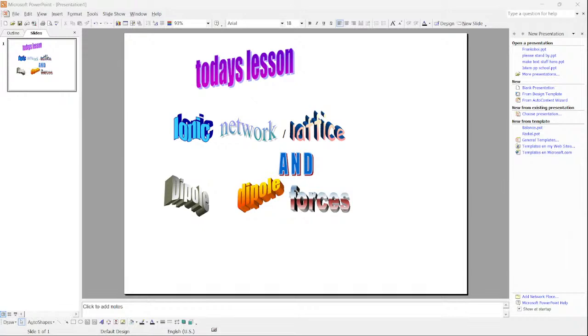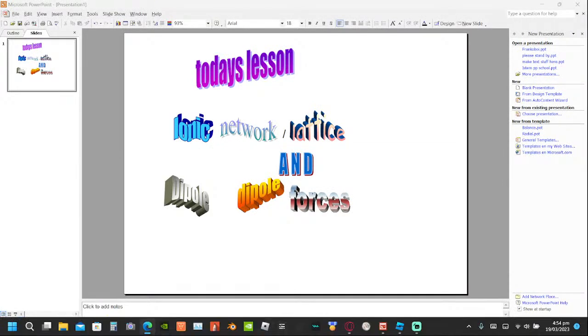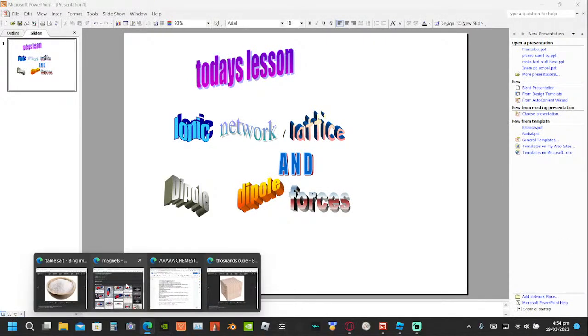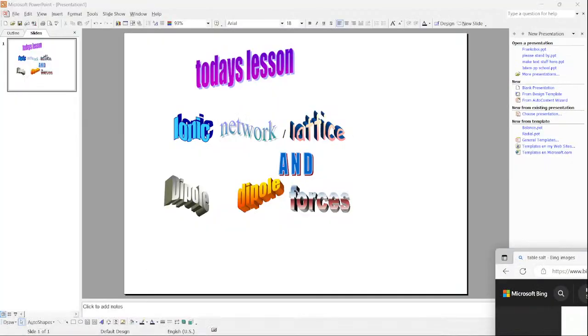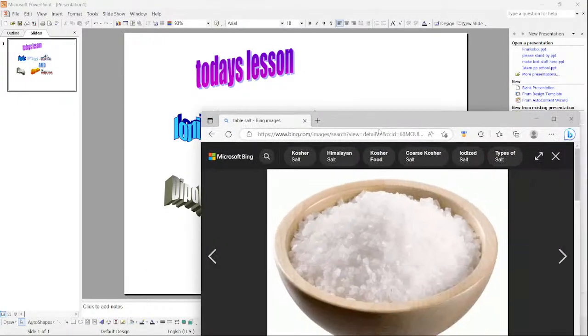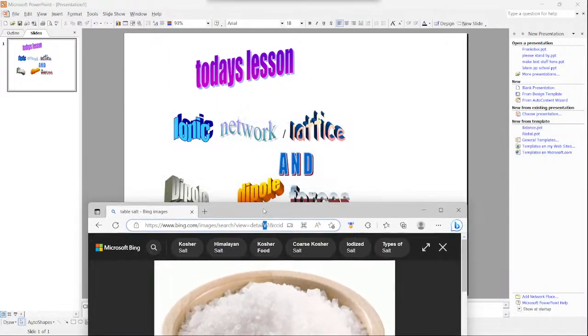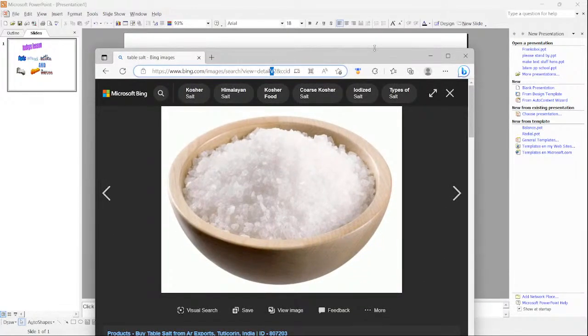Okay, today this is our scuffed assessment where we are looking at ionic network lattice and dipole forces. For ionic network lattice, I need to find that piece. We are going to be using our example of table salt for ionic network lattice.